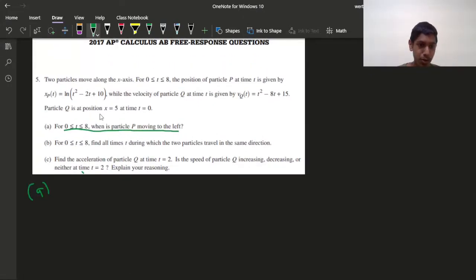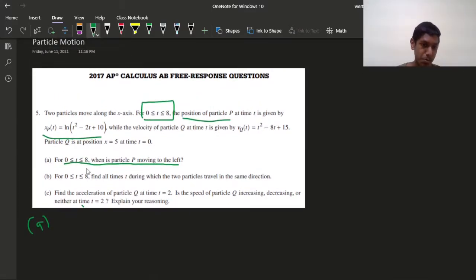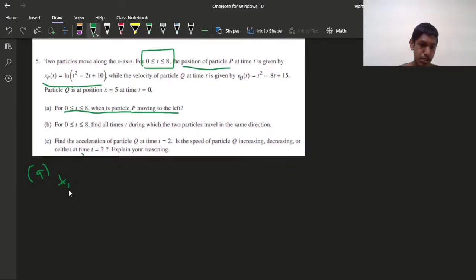So, particle P, what do we know about particle P? We know the position. And take note of this interval. I usually like to box this interval because if you forget it, it can cause some problems for you. So the position at time t is given by x_P(t) equals ln of that mess.